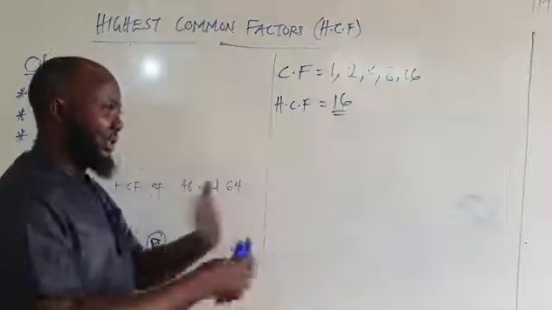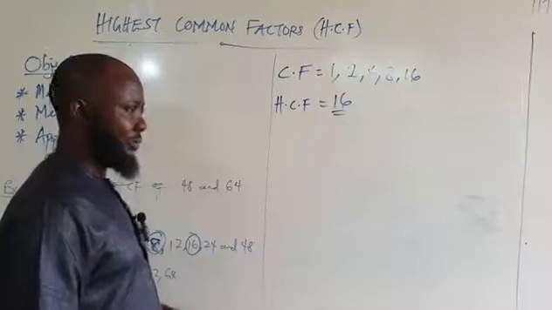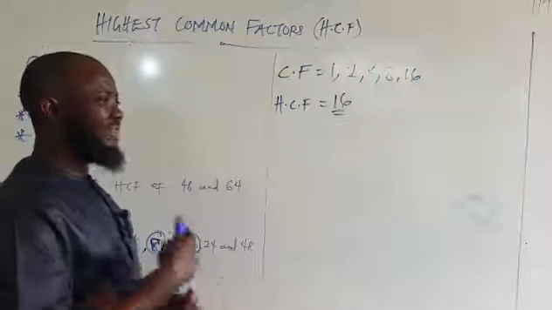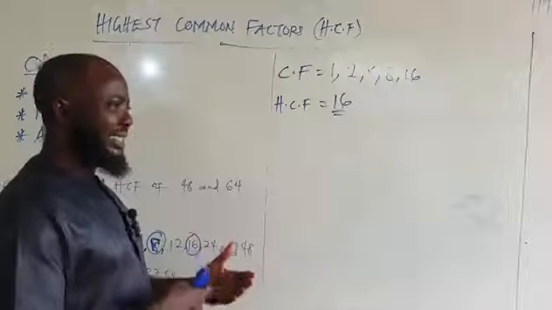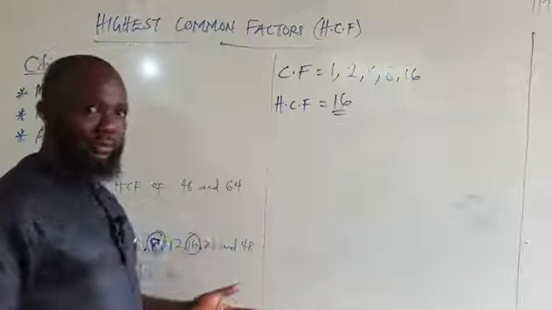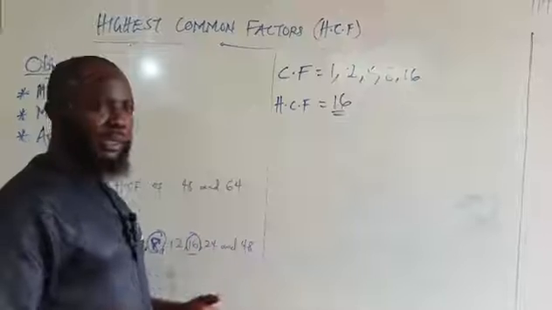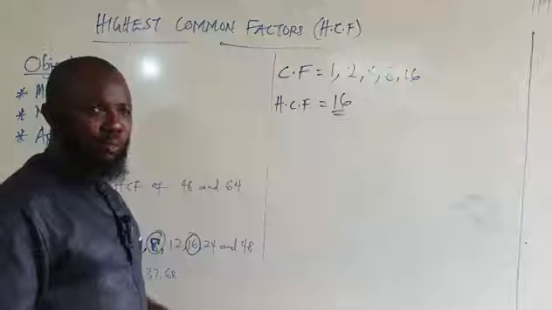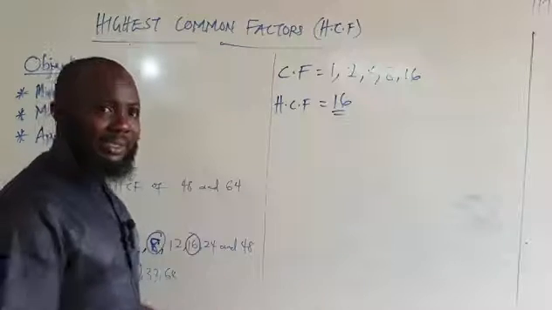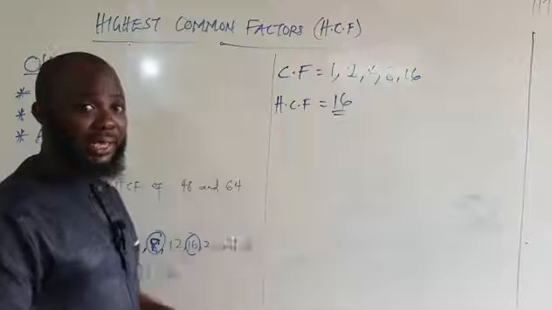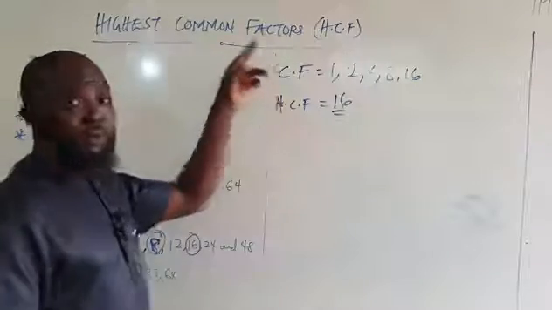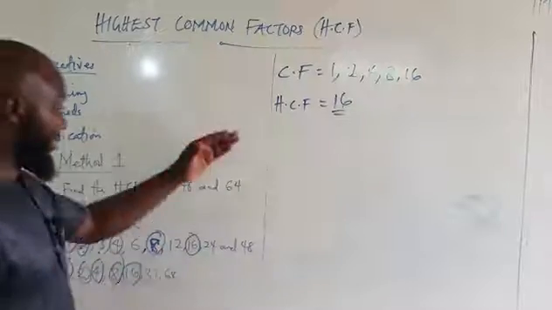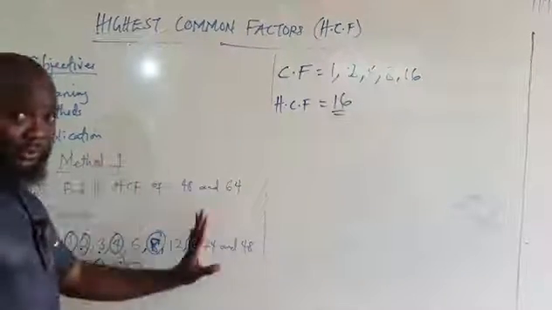So if the question now comes in this way, we try to look at application. What is the number that can divide 48 and 64? What is the highest number? What is the largest number? What is the biggest number that can divide 48 and 64? They are indirectly asking you for the highest common factor. So we will be looking at application now, after I've looked at all the 3 methods.